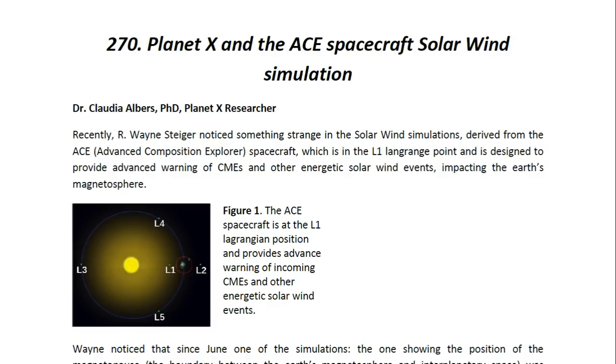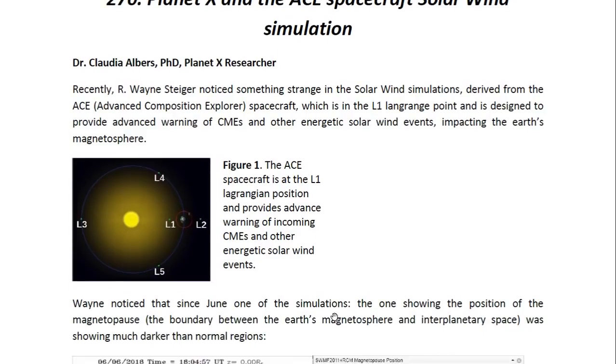This one is entitled Planet X and the ACE Spacecraft Solar Wind Simulation. Now recently Owen Steiger noticed something strange in the solar wind simulations derived from the ACE, which stands for Advanced Composition Explorer spacecraft, which is in the L1 Lagrange point and is designed to provide advance warning of CMEs and other energetic solar wind events impacting the Earth's magnetosphere.